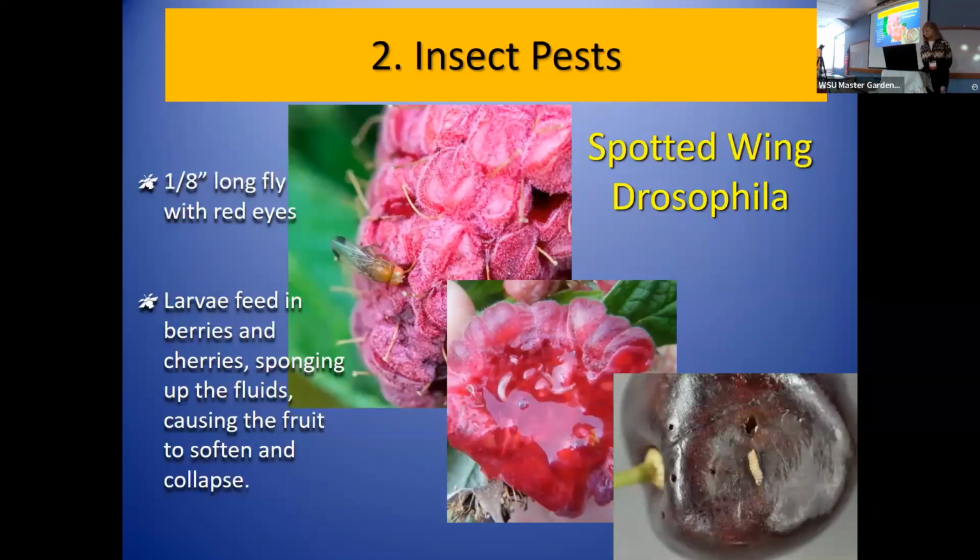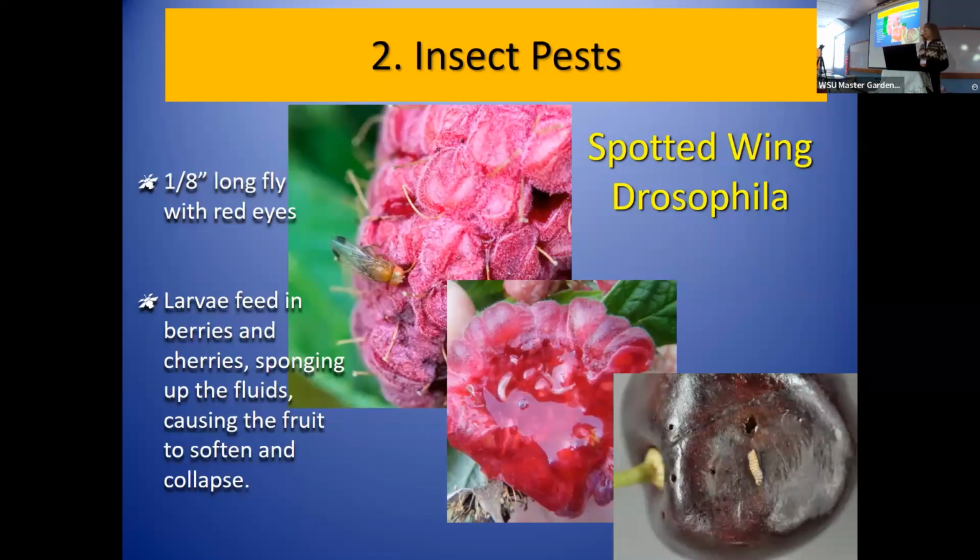The spotted-winged Drosophila, the next insect that we'll talk about, is a fly. It's a very small fly, though, only 1/8 of an inch in size. It has red eyes, clear wings. The male does have a black spot on his wing, and that's how it gets the name spotted-winged Drosophila. Now, once again, the female will oviposit into the fruit. The fruit can be pretty much any kind of berry. They love to target raspberries, as well as cherries.